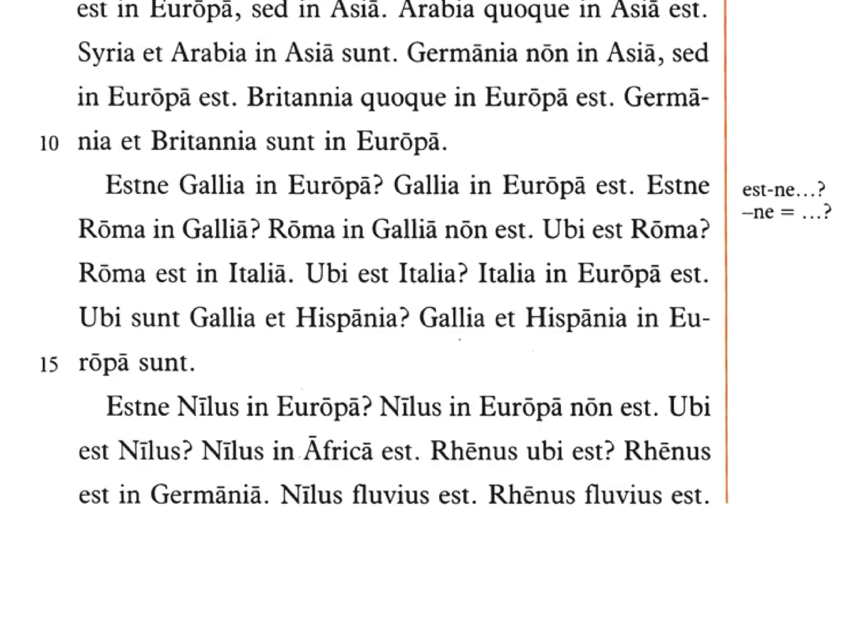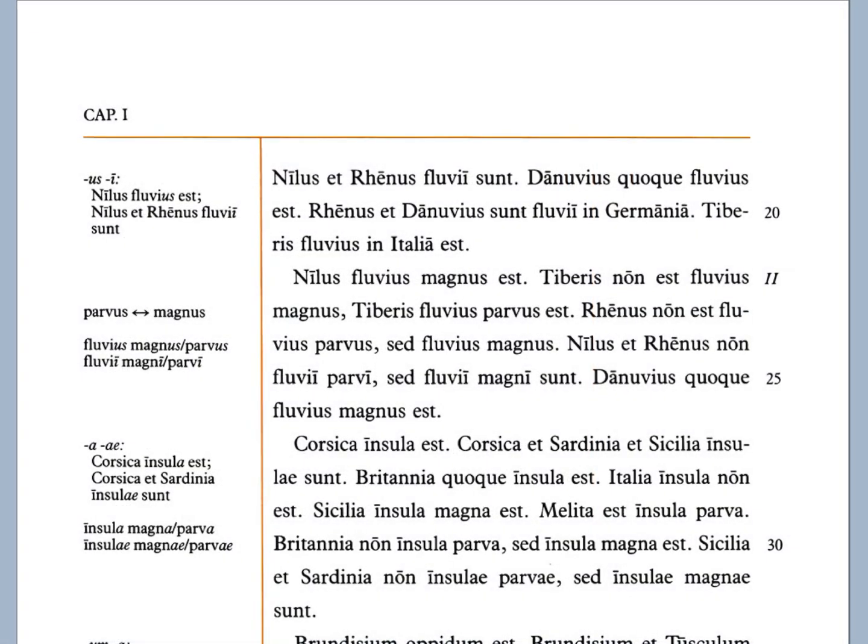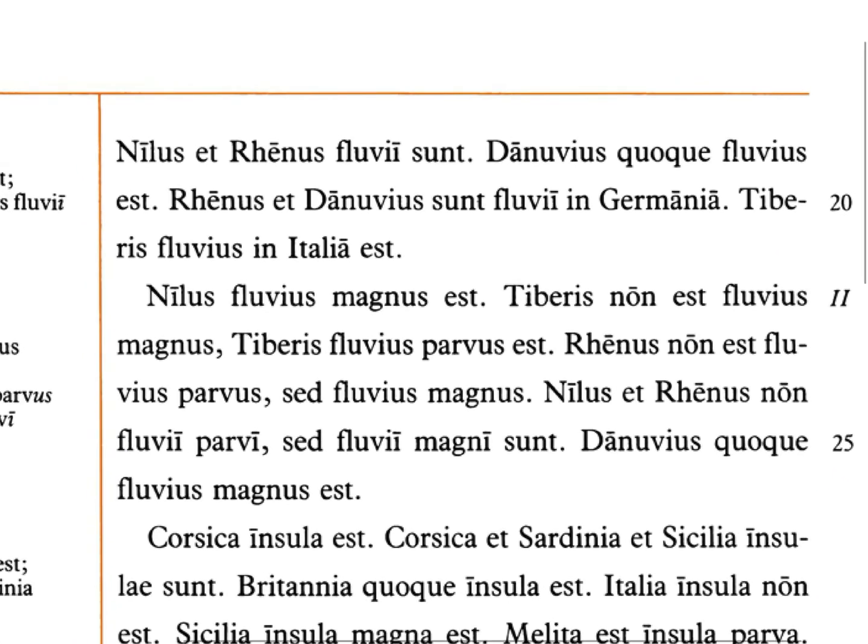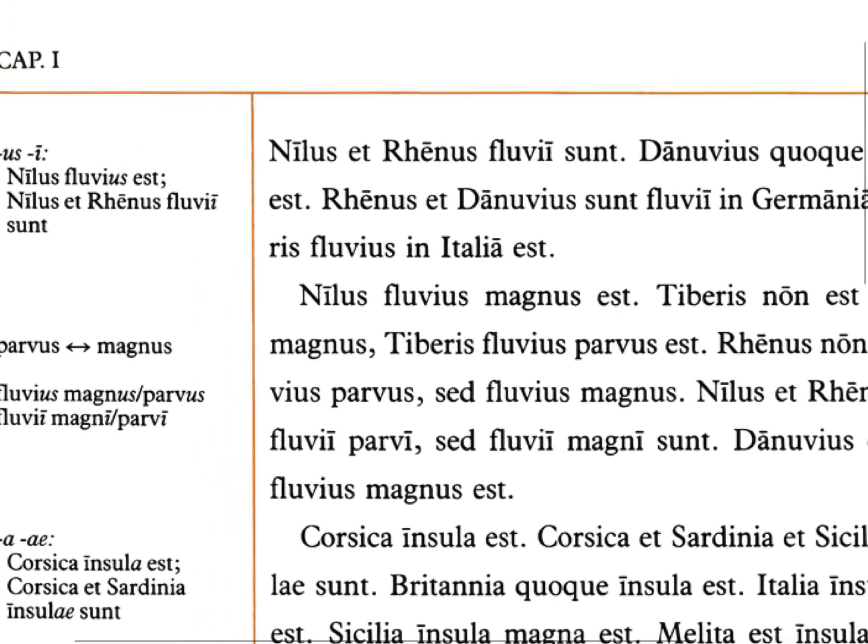Rhenus ubi est? The Rhine, where is it? Rhenus est in Germania. The Rhine is in Germany. Rhine is one of the biggest rivers in Europe, by the way. Nilus fluvius est. The Nile is a river. Rhenus fluvius est. The Rhine is a river. Nilus et Rhenus fluvii sunt. The Nile and the Rhine are rivers.